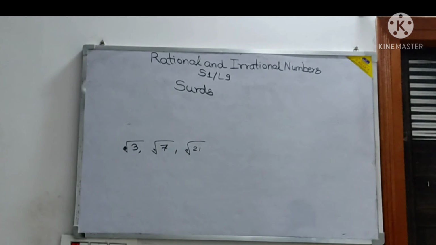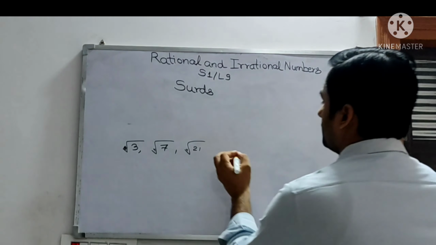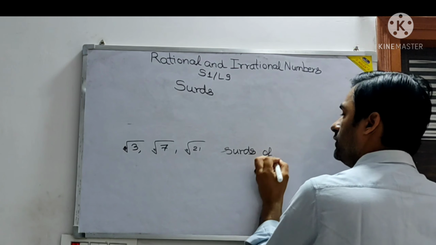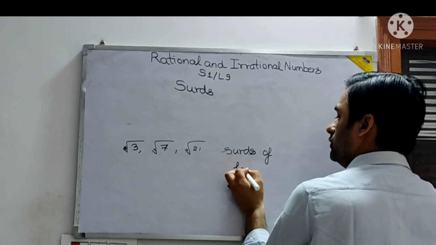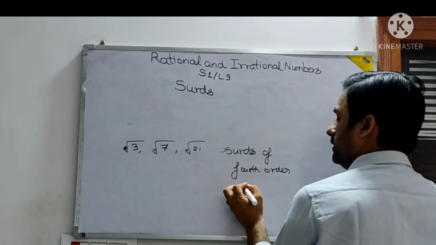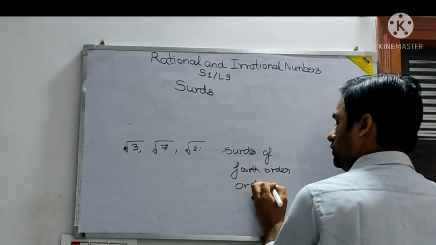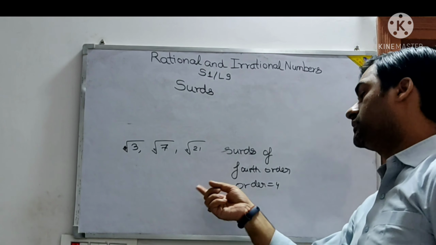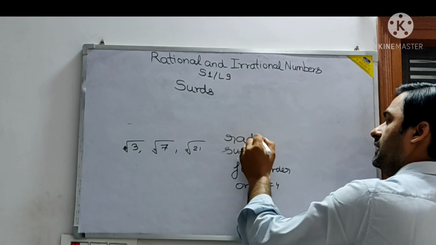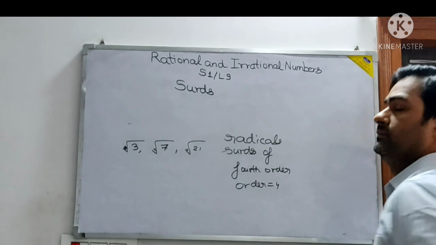Now, so this will be fourth root of 3? Yes or no? So these are also what? Surds only. Surds of which order? Fourth order or order equal to 4. So these also are surds. Surds also known by one more name, called radicals. Clear?